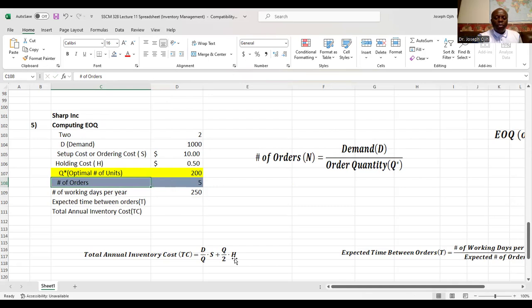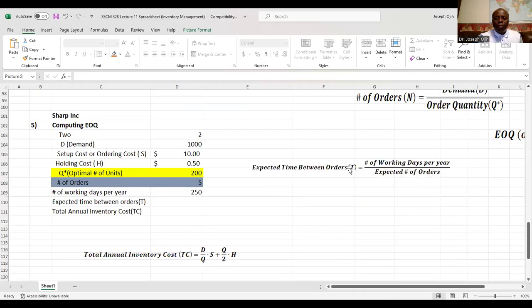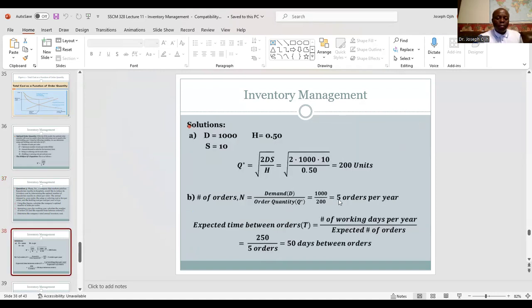Then there's another question they ask us to find: the expected time between the orders. Okay. Let's do that. So I'm going to remove this one. The formula for the expected time between the orders is the number of working days per year divided by the expected number of orders. Now, from the question, the number of working days per year is 250 working days per year. By the way, the one we just did is, you can see right here, 5 orders.